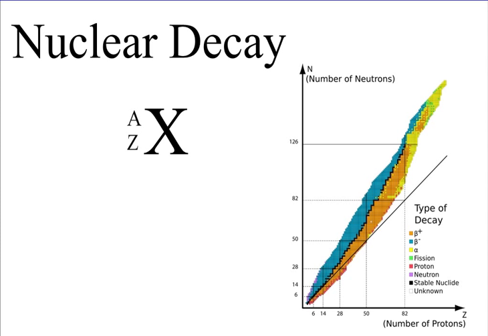The final section in this unit is to discuss nuclear decay. So before we discuss nuclear decay, let's talk about isotopes. Remember that an isotope is an element that differs in its atomic mass.